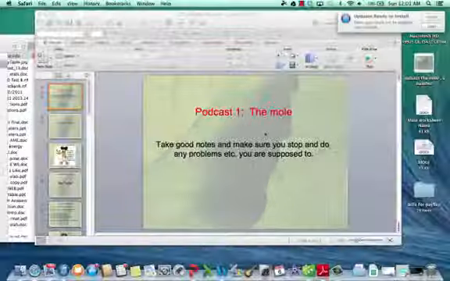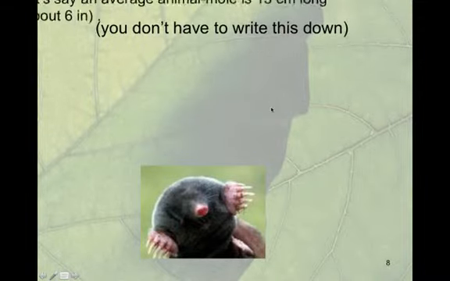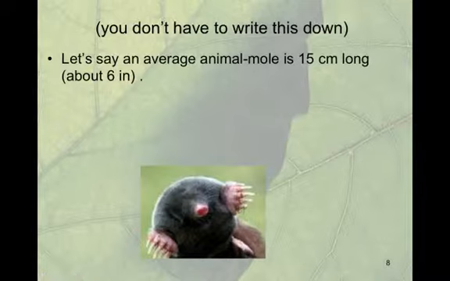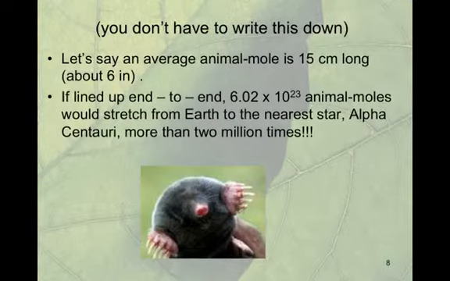All right, the animal mole. Let's say an average animal mole is about 15 centimeters long, and that's about 6 inches, about 6 or 7 inches. I looked it up. If the animal mole was lined up end to end, 6.02 times 10 to the 23rd animal moles would stretch from Earth to the nearest star, Alpha Centauri, more than 2 million times. I find that amazing.